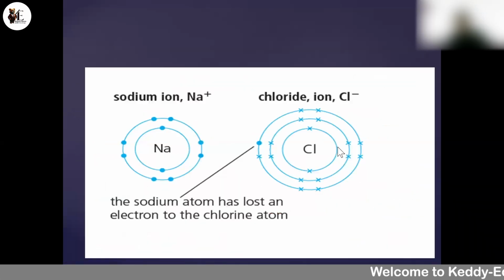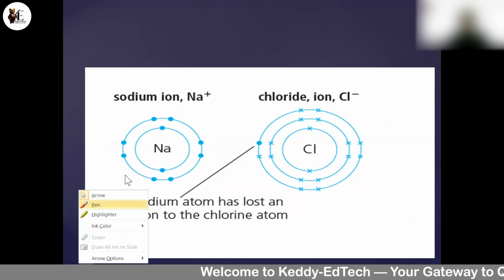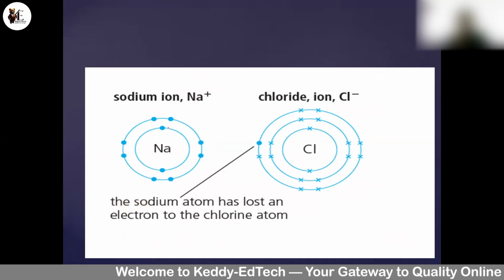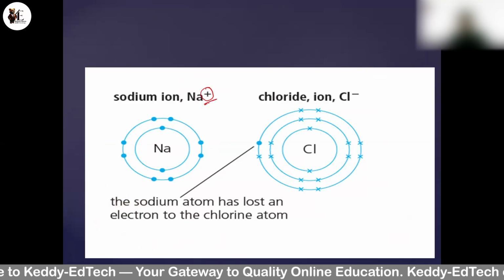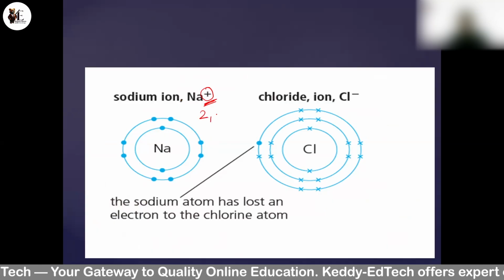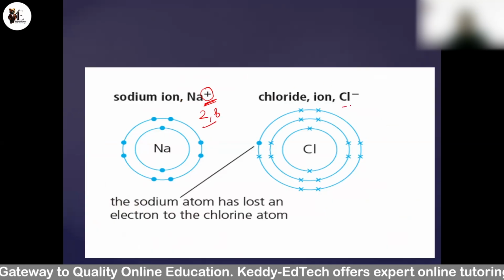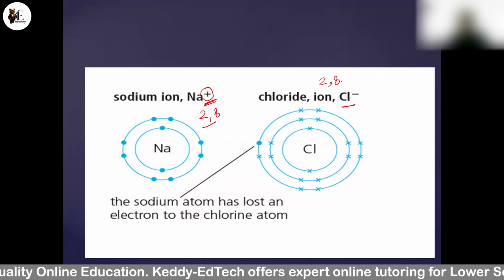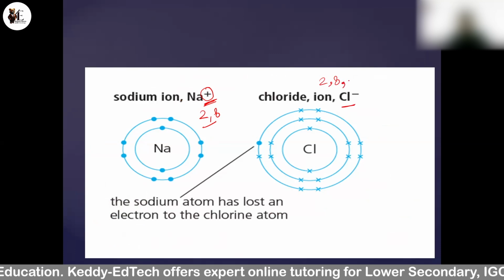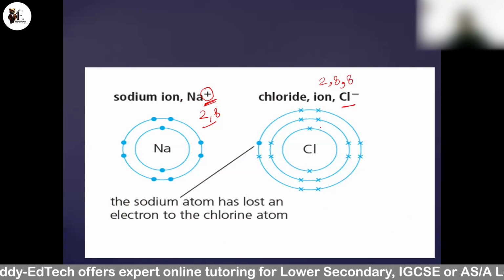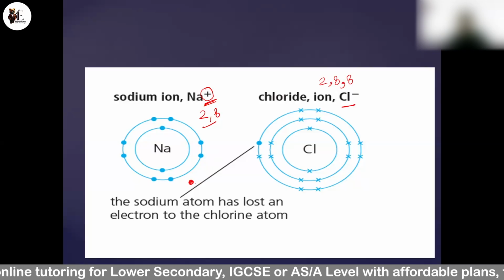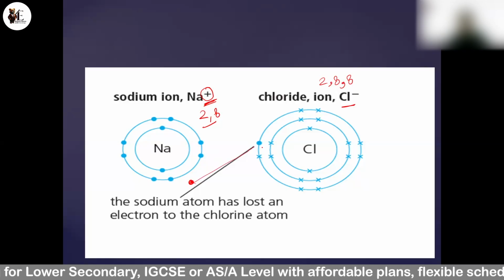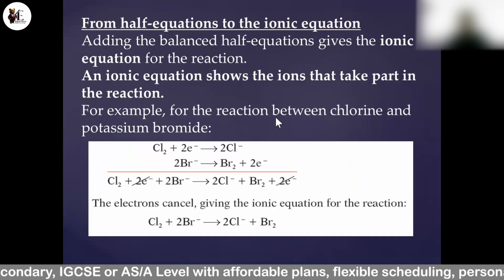Okay. So this is a virtual diagram showing us that sodium, whose electronic configuration would be 2, 8, 1, when it loses 1 electron becomes Na positive, so it becomes 2, 8 only. Similarly, the chlorine atom is 2, 8, 7, but when it gains 1 electron, it becomes 2, 8, 8. So this one circular electron, the sodium atom has lost this electron to the chlorine atom.